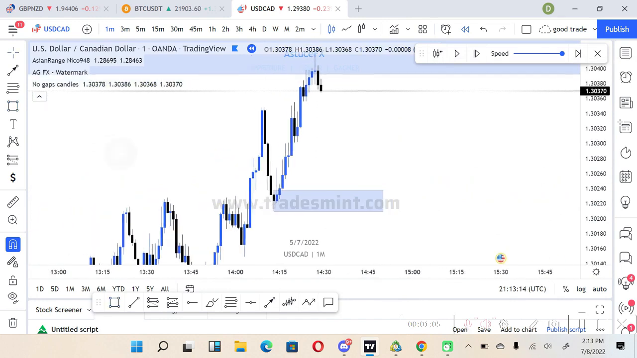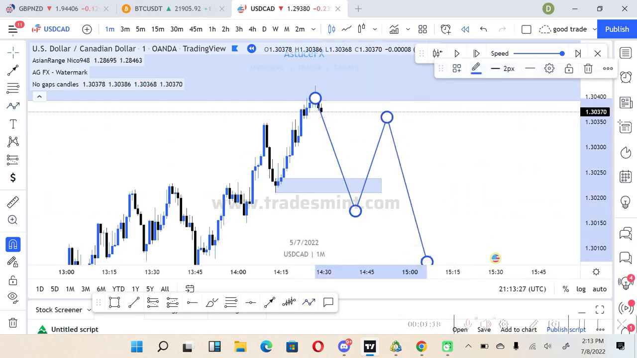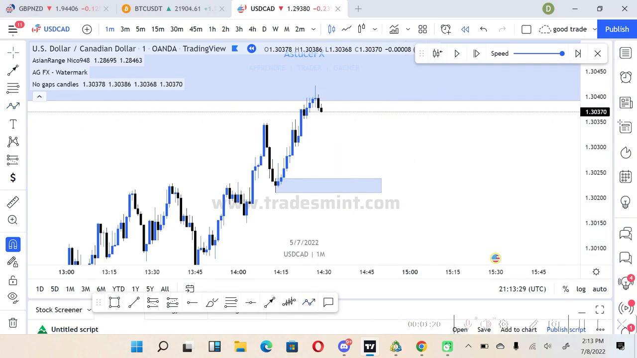Now if I really want to take this sell, then I will need a confirmation. I need a break of structure to the downside. It'll pull back to some kind of supply zone before dropping down lower. Okay, this is what I will need. I need this supply zone to break.